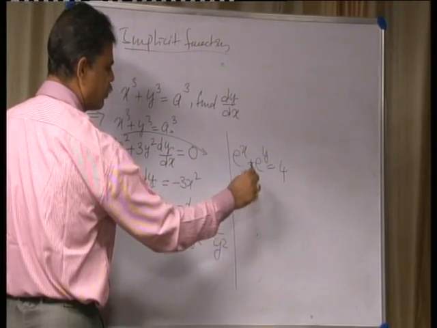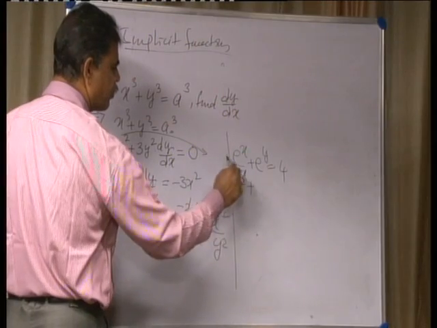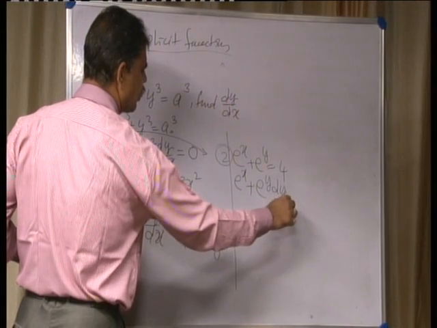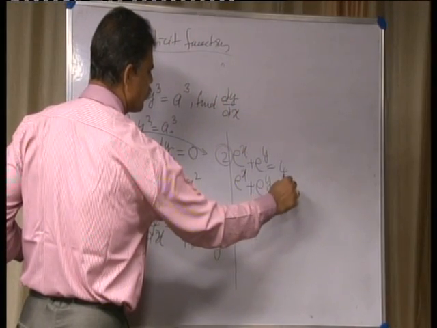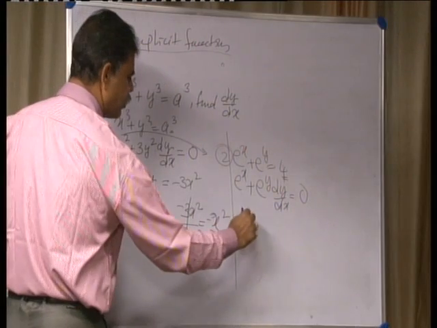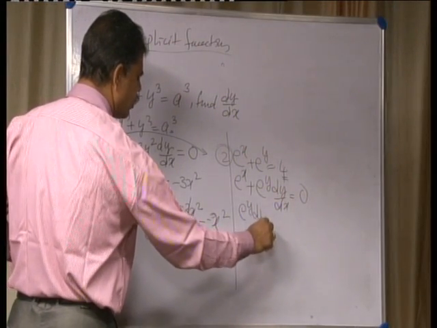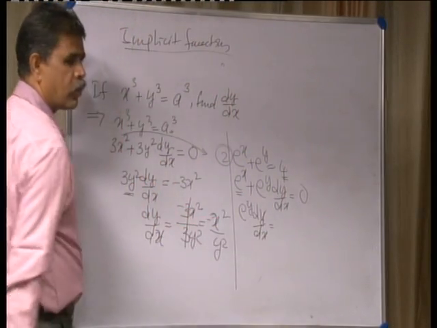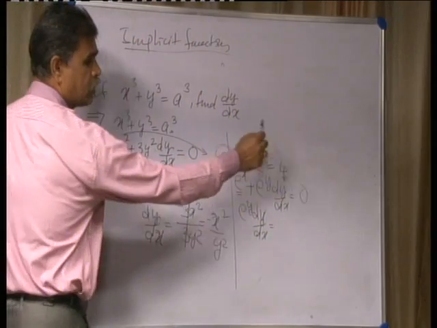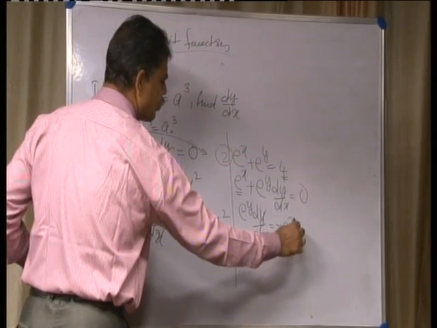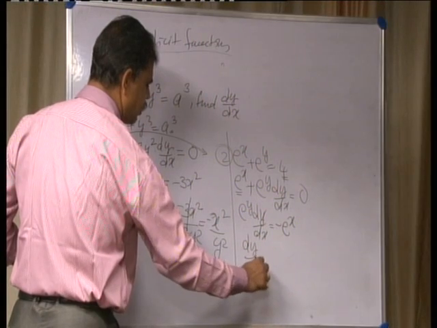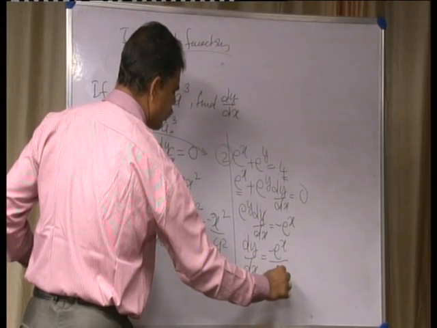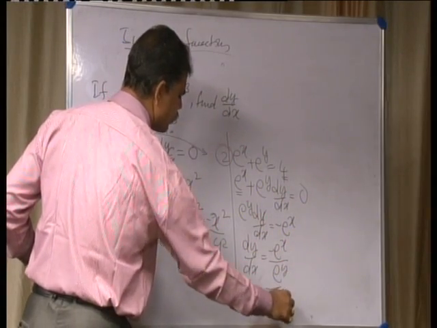Differentiation of e power x is e power x. Differentiation of e power y is what? e power y into dy by dx. Differentiation of any constant is 0. You keep the dy by dx term on the left side, and the other term which does not have dy by dx is to be taken to the right side. It will become minus e power x. Finally, dy by dx is equal to minus e power x whole divided by e power y. This is the answer.